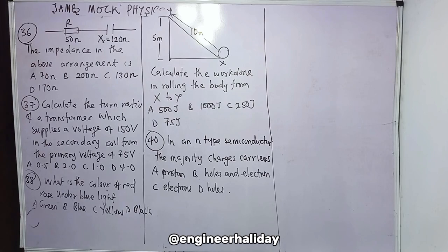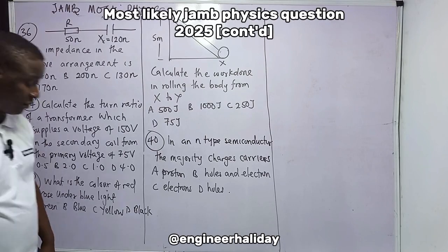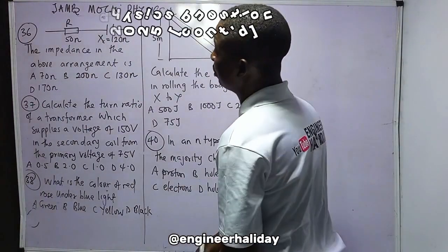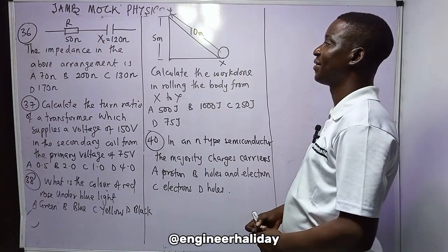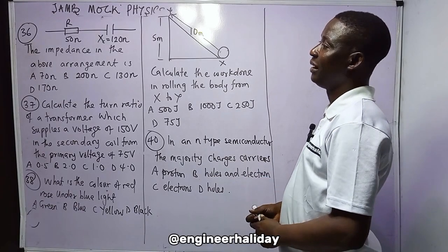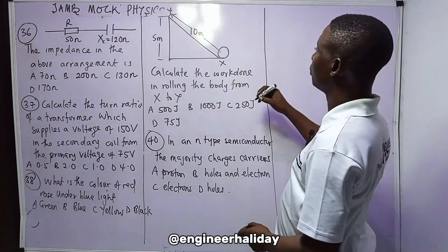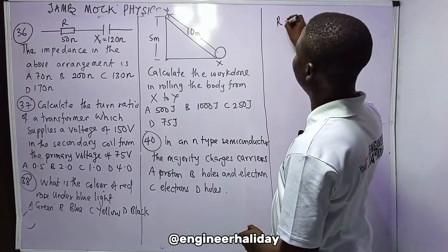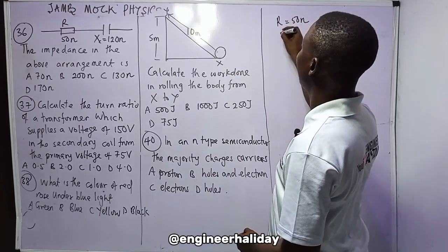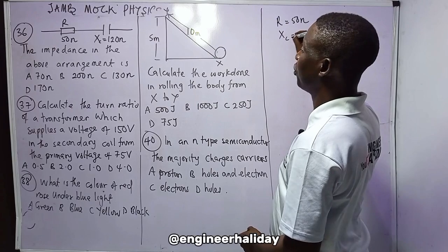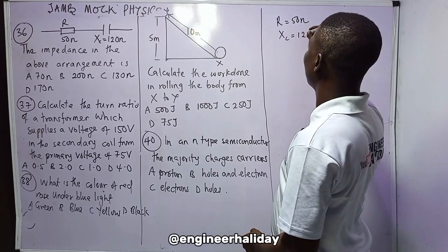Guys, we are in number 36 of the mock exam. What do they say we should find here? They say find the impedance in the circuit arrangement above. Now, what we are going to do is that our R is given as 50. Our X, which is the reactance across the capacitor, is given as 120.